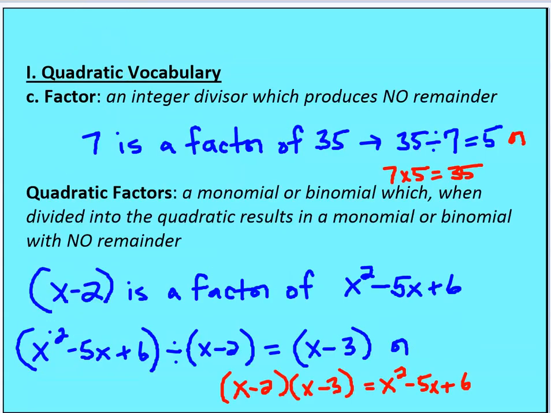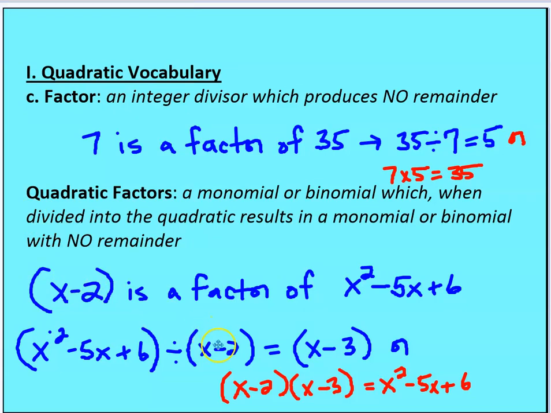Okay, so let's talk about factor. A factor is an integer divisor which produces no remainder. So 7 is a factor of 35, because when I divide 35 by 7, I end up with 5 with no remainder. Quadratic factors are a monomial or binomial, which when divided into the quadratic results in a monomial or binomial with no remainder. So x minus 2 is a factor of x squared minus 5x plus 6.